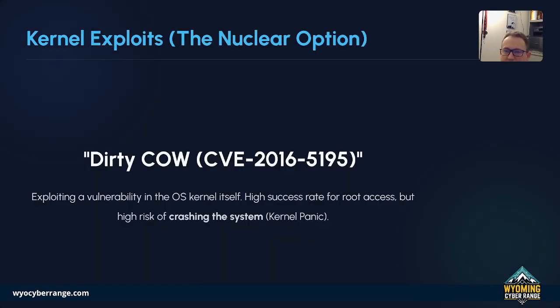Now, when all else fails, there's always going to be the kernel exploits. These are often called the nuclear option. A famous example is Dirty COW. This exploit is a vulnerability in the OS kernel itself. It has a very high success rate for granting root access, but with a massive risk of maybe crashing the system entirely or putting it into kernel panic. So this is like the nuclear option if we can't find any other way.